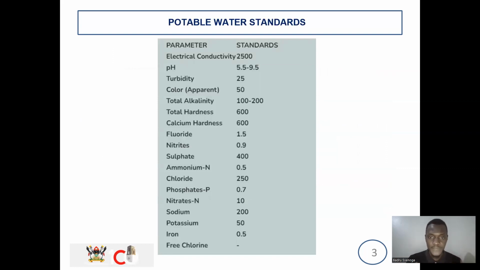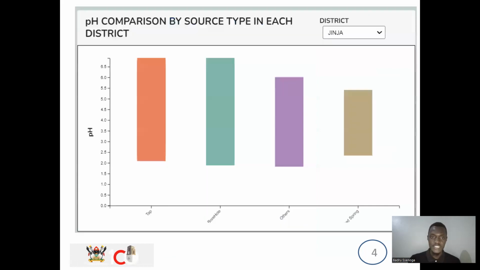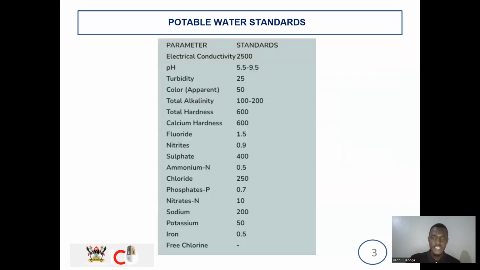So briefly, this is the standard for the different parameters that were used. The pH has to be between 5.5 and 9.5. In the next slide, I did a comparison of pH by source type in each district. I used the source types: tap, borehole, others, and protected spring, to compare the different pH. The standard is 5.5 to 9.5.